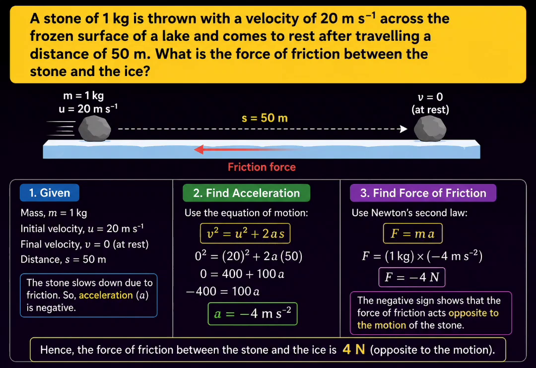Now, using the second law, F is equal to 1 into minus 4, F is equal to minus 4 Newton. The negative sign only tells us the direction of the force, therefore the magnitude of the friction force is 4 Newton acting opposite to the motion of the stone. So our final answer is, force of friction is equal to 4 Newton opposite to the direction of motion. This numerical shows how Newton's second law helps us calculate force when acceleration is known.